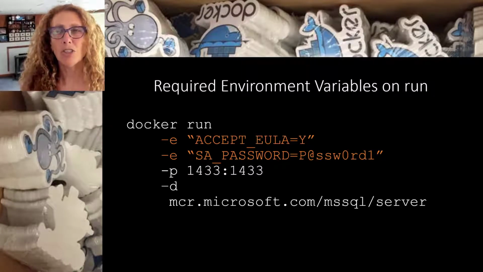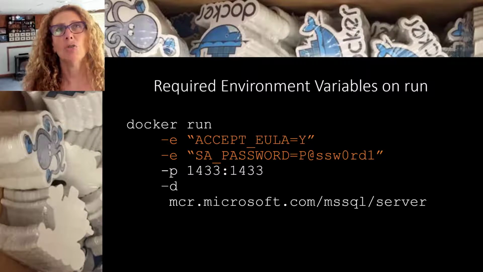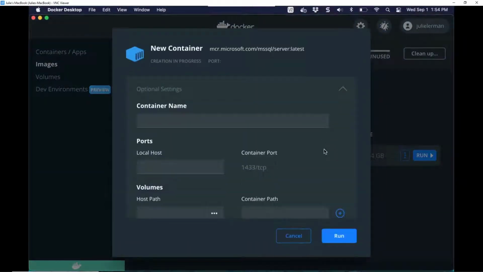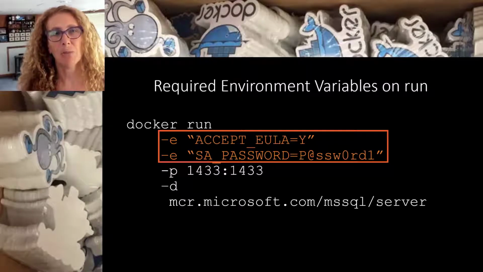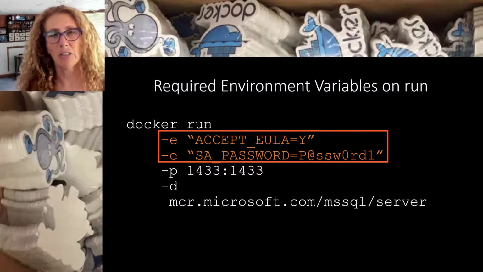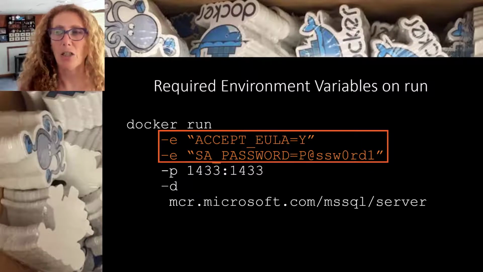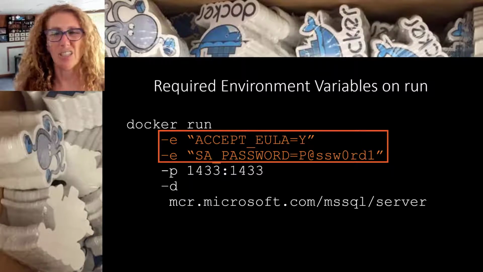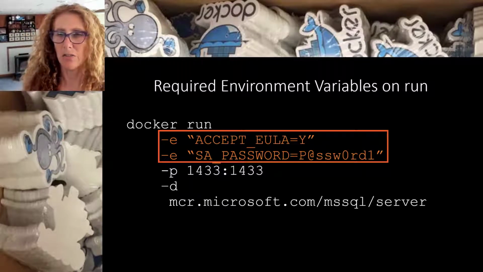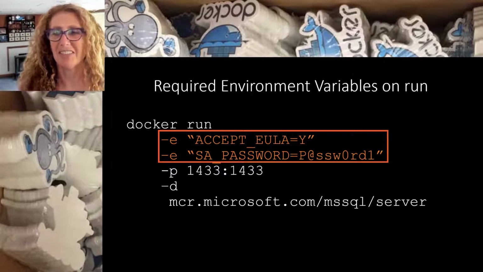So unfortunately, you can't just use an IDE like Docker Desktop, say you've got your image on your machine already, and then just run it, right? Like, click on the image and then click on run. That's because we have to pass in two important environment variables. The first is to accept the license. That's always the same. And the second is you have to specify a password for the SA login. And the password does have some specific rules. I think this stupid one I have in my example will pass muster.